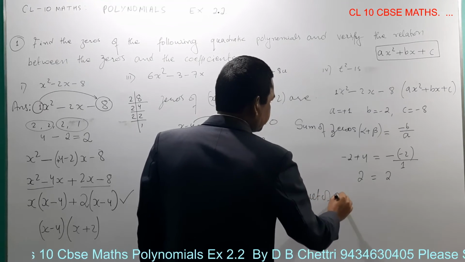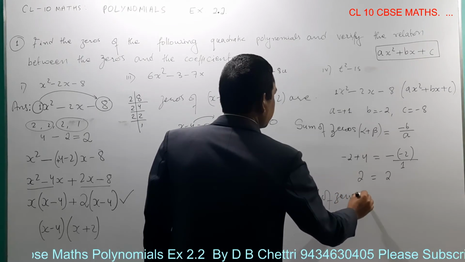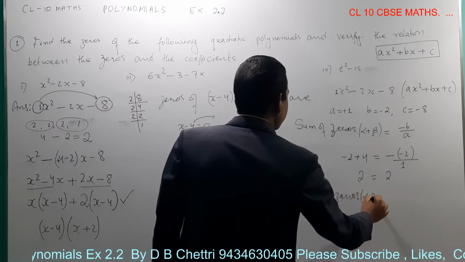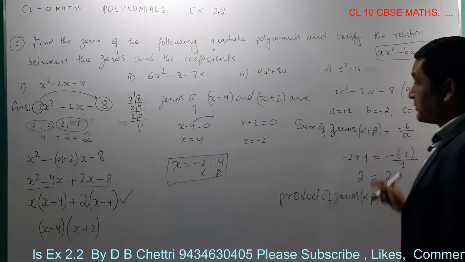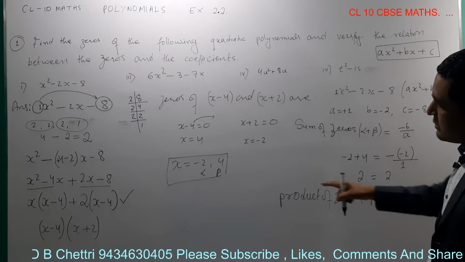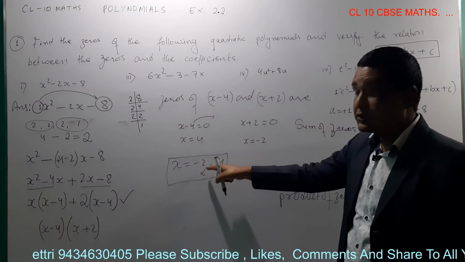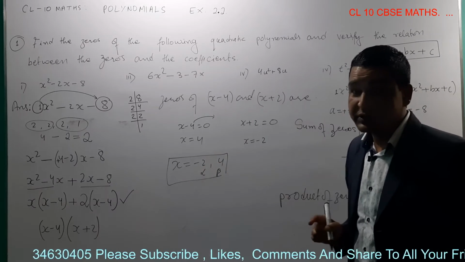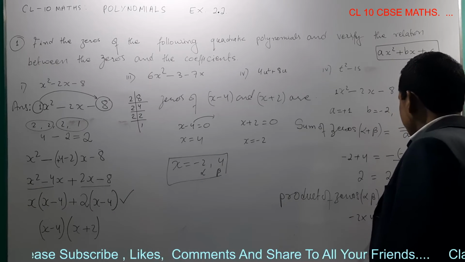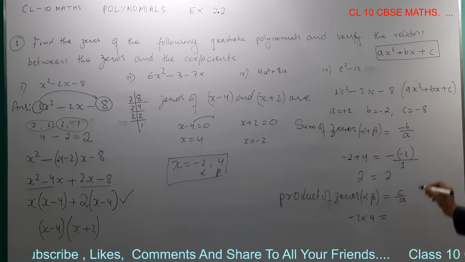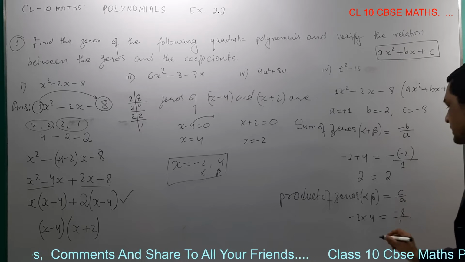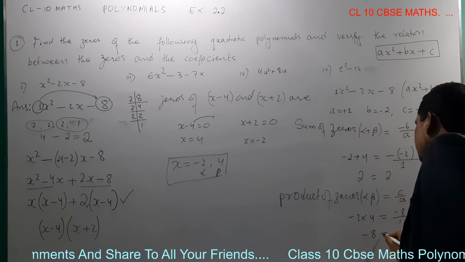Product of zeros means alpha into beta. And then we have a direct formula from the equations. The direct formula is c by a. Now one is alpha, another one is beta. Let's multiply minus 2 into 4, which equals minus 8. And c by a is minus 8 by 1, which is minus 8. So minus 8 equals minus 8.